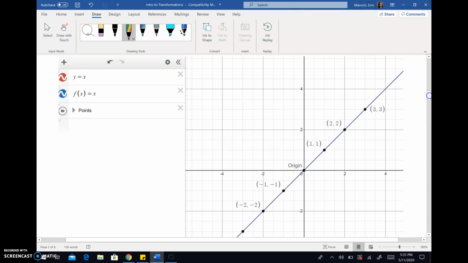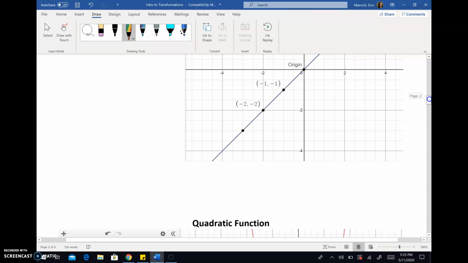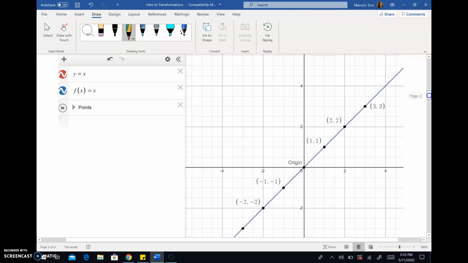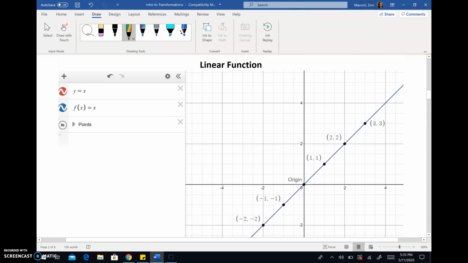Okay, so the rule y equals x means whatever your y value is, it has to equal the x value. So that's why you get this line here. If I have x is 1, then my y also has to be 1. If x is 3, y also has to equal 3. If x is negative 2, y also has to equal negative 2. That's why the x and y coordinates are the same, and you get just this line going through the origin. Okay, so this is the parent function of a linear graph.